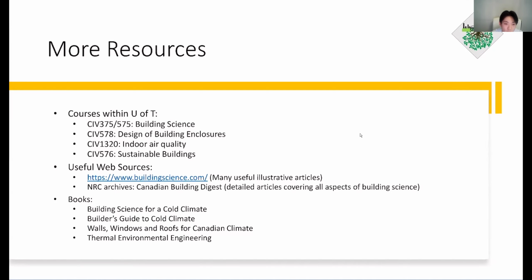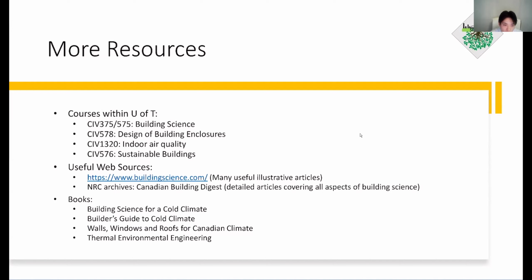So it's the same anyway. Yeah, so there's also other courses, which is Civ 576, which talks about sustainable buildings. And it's basically the same idea, but with emphasis on green building standards and all that.